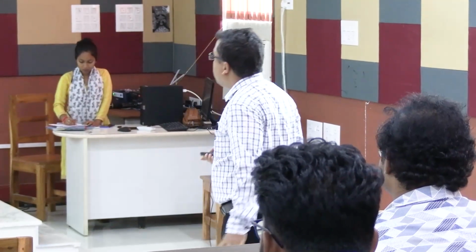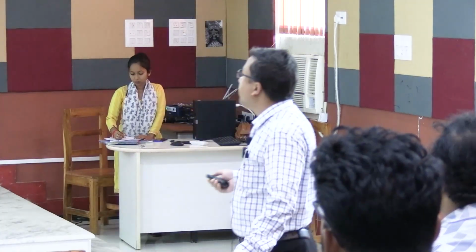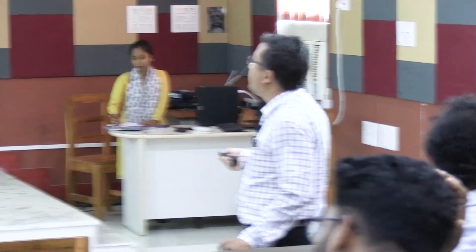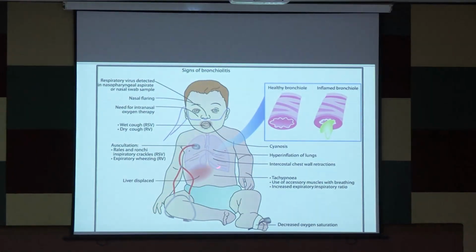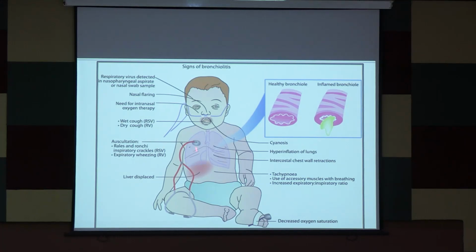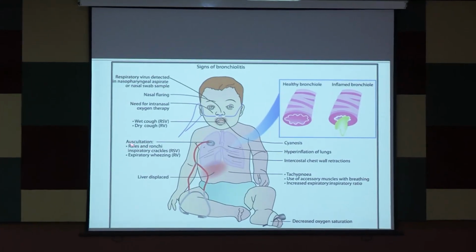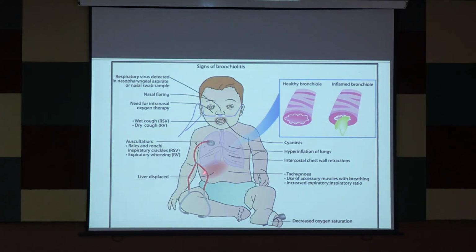Next come to the signs of bronchiolitis. These are the symptoms. What are the signs we may get in case of bronchiolitis? There will be nasal flaring. Remember, from the top to bottom there is nasal flaring. There may be cyanosis in severe cases. There may be tachypnea, and auscultation of the chest may reveal wheeze or crepitations, and there is intercostal chest wall retraction, and the liver may be pushed down. Liver is pushed down.